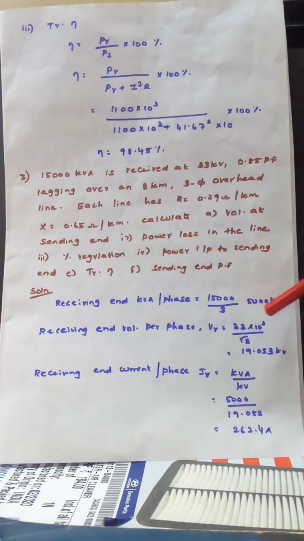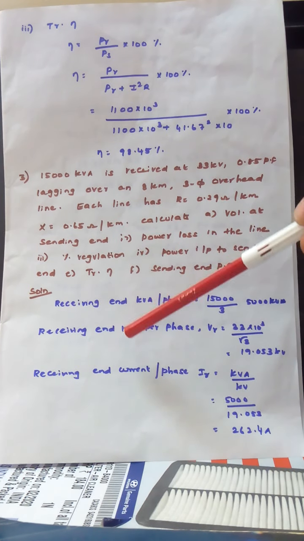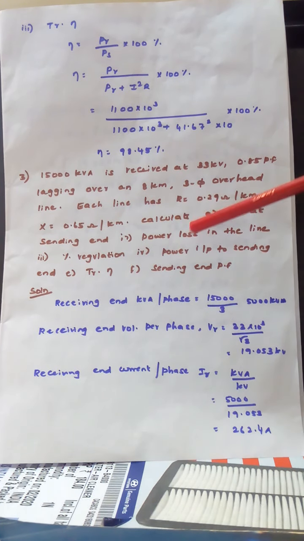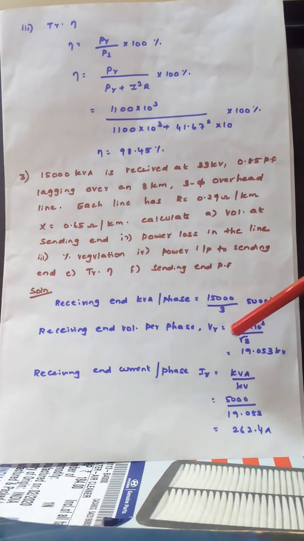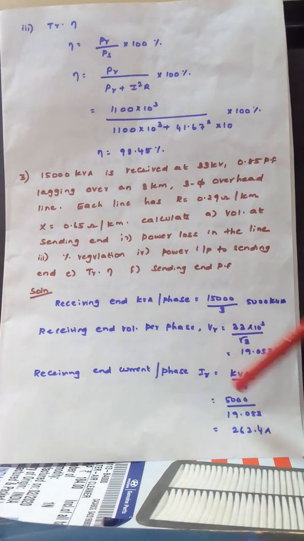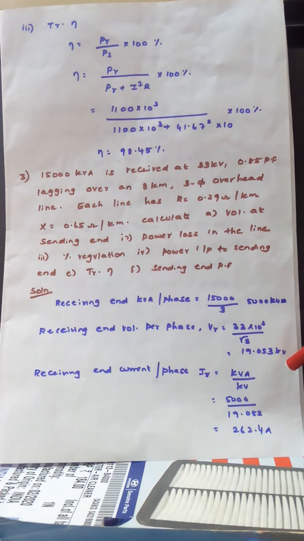So we are getting 5000 kVA. The receiving end voltage per phase VR is given as 33 kV, so 33 into 10 to the power of 3 divided by root 3. We are getting 19.053 kV.